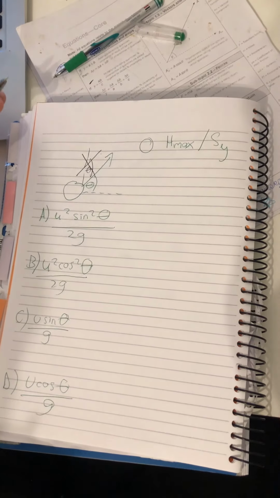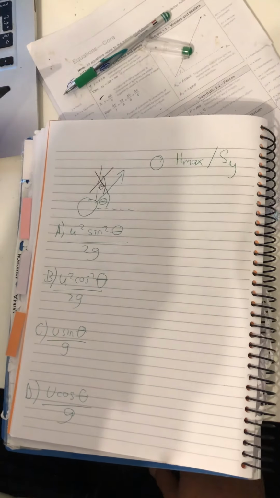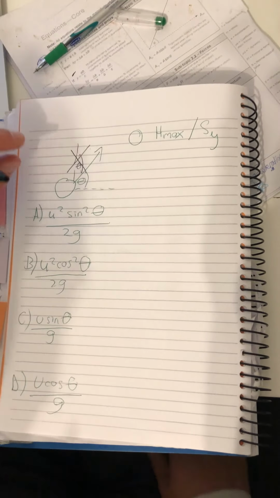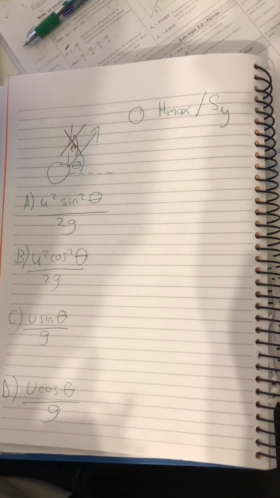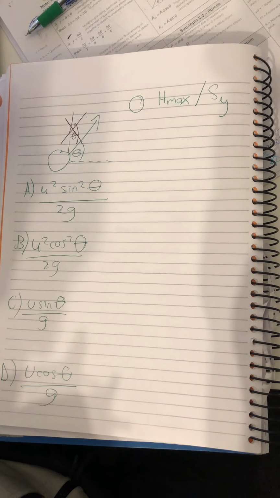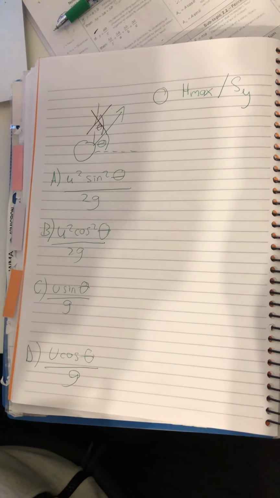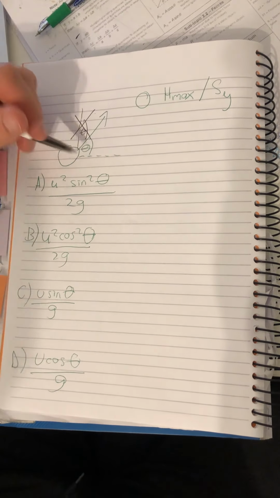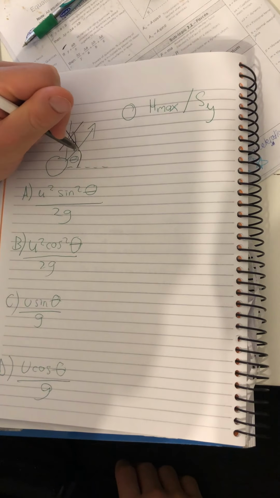Good morning, everyone. This is a topic 2 MCQ question in IB Physics. It's a multiple choice question concerned with topic 2.1 kinematics, projectile motion specifically. We have a ball and it's launched upwards with an angle theta above the ground. Here is the angle theta above the ground.